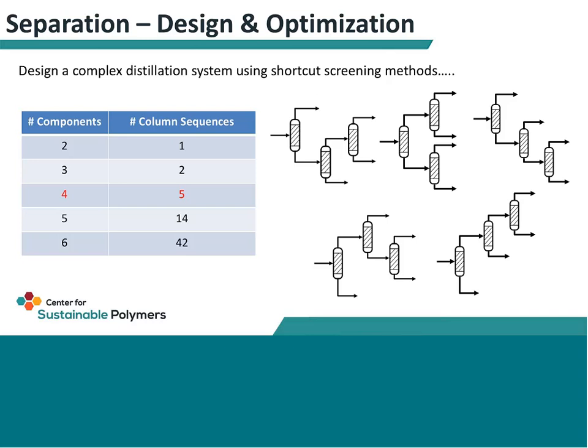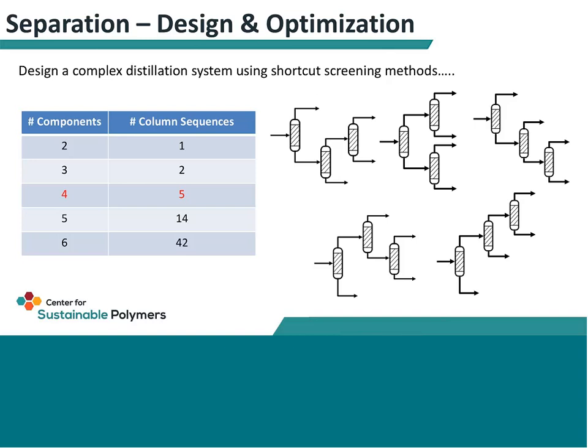But for actually 4 components, which we talked about earlier, there aren't 3 possibilities, there are actually 5, the 5 you see here on the right. That gets big very quickly. If you have 5 components, which is not uncommon, there are 14 possible sequences of distillation columns that you can put together. For 6, it goes to 42, and from there it becomes almost unmanageable. But it's very common to have mixtures of 10 to 12 components in real chemical processes.